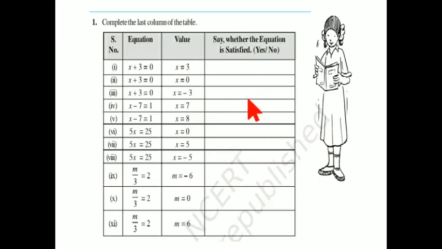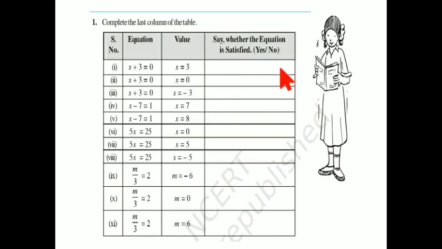So what we have to do here is, this is the equation given here, just see x plus 3 is equal to 0. Why is it an equation? Because there is an equal to sign, and x plus 3 is the left hand side, and 0 on the other hand is your right hand side. Okay, so we have to put the value of x is equal to 3 here. Then we have to solve and say whether the equation is satisfied or not. If you are getting the value 0 after putting the value of x as 3, then it is satisfying, yes. If it is not satisfying, then we will put no.